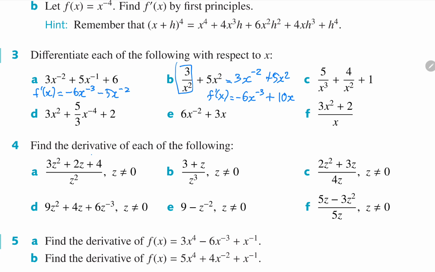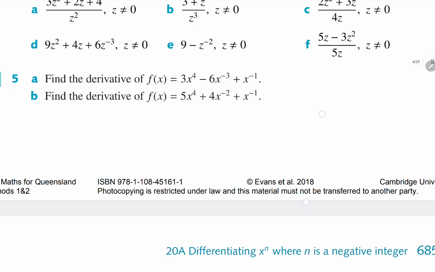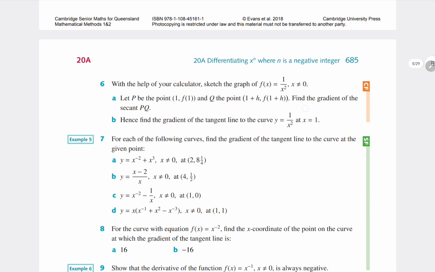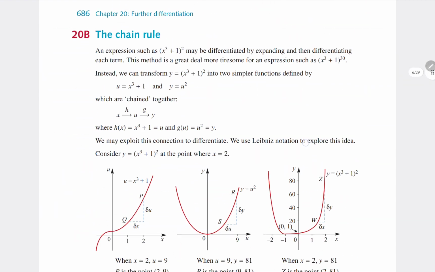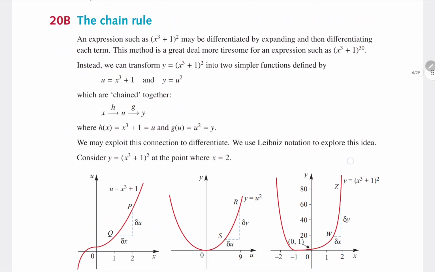Negative 6x to the half, negative 3, plus 10x. Okay, so this is how you deal with negative powers. It's basically the same rule, but when you subtract, be very careful that it gets more negative when you subtract one from it. And when you multiply by a negative number, just make sure you turn all the other numbers negative. That's the reason why I skipped that one. We'll do more practice on that later.